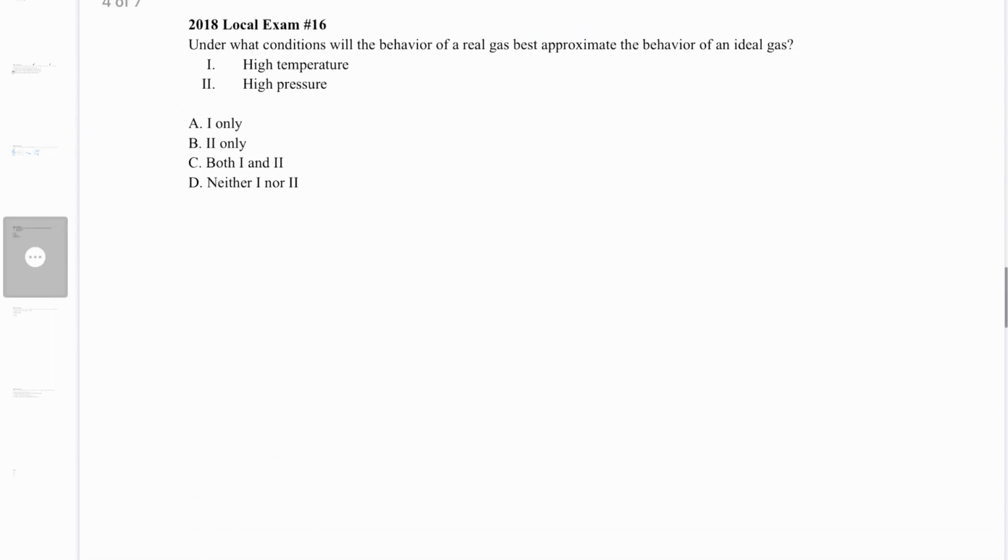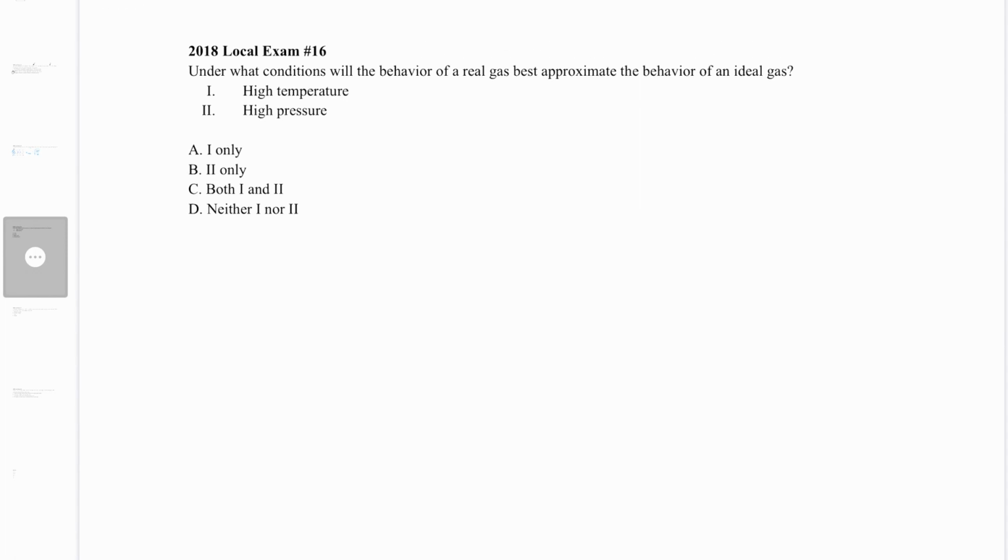Let's go to 16. Under what conditions will the behavior of a real gas best approximate the behavior of an ideal gas? 1, high temperature, 2, high pressure. Remember, an ideal gas is a gas that's moving really, really fast. If it moves really fast, it kind of avoids all the intermolecular forces. And also, an ideal gas is going to have really low pressure. The reason for this is because we assume the volume of a gas particle to be negligible, to be zero. So when it hits against the sides of the container, it shouldn't really have any effect on the container.